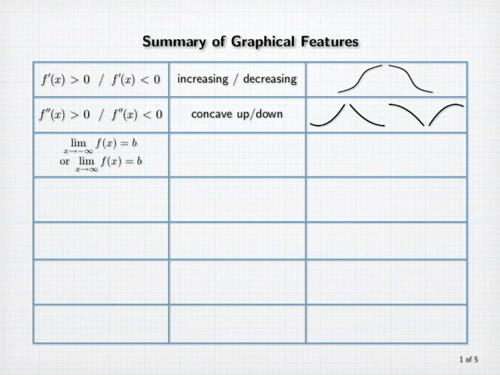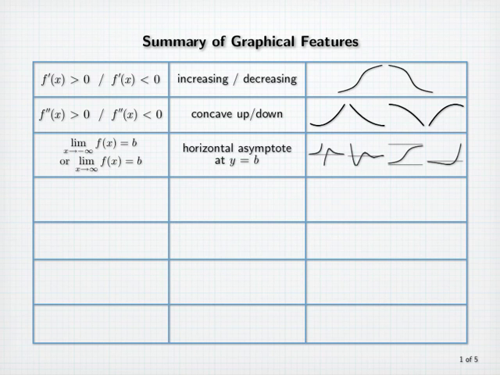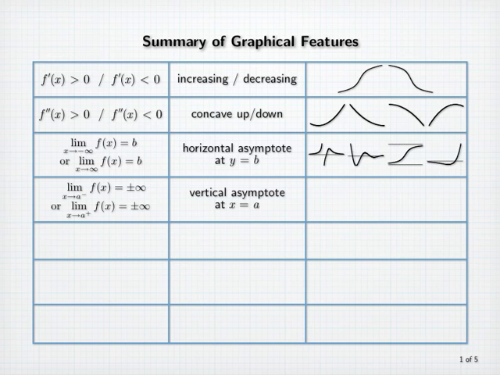If f of x approaches a number b as x approaches either plus or minus infinity, then the line y equals b is a horizontal asymptote. Notice that there may be two distinct horizontal asymptotes. If f of x approaches either plus or minus infinity as x approaches a number a from either the left or the right, then the line x equals a is a vertical asymptote.